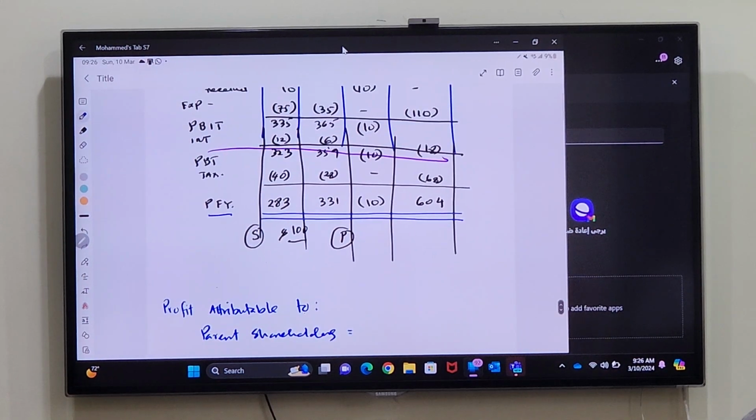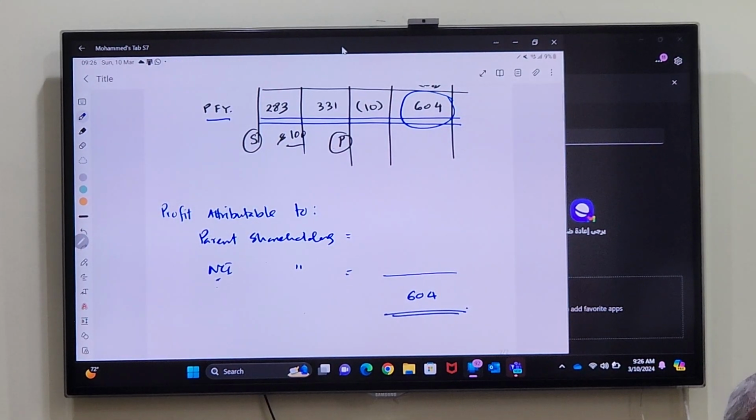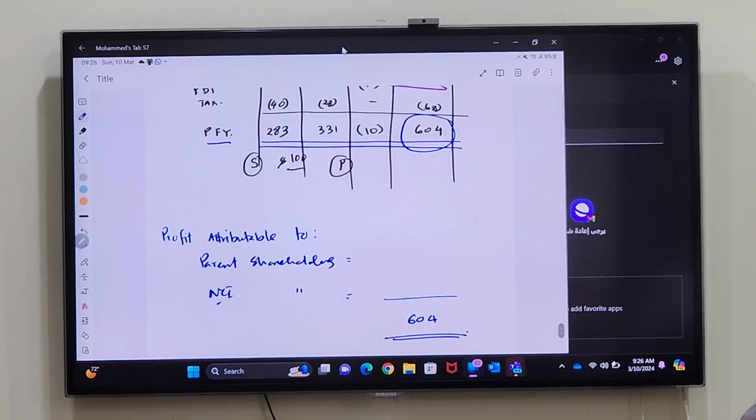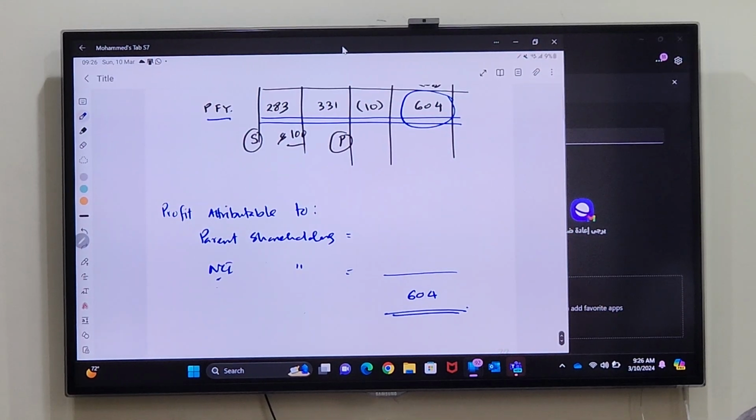See, the total profit is 604. And how much are we going to give to the parent? 80%. Yes, 80% to the parent. Now, how much are we going to give to non-controlling interest shareholders? 20% of what profit? Exactly.